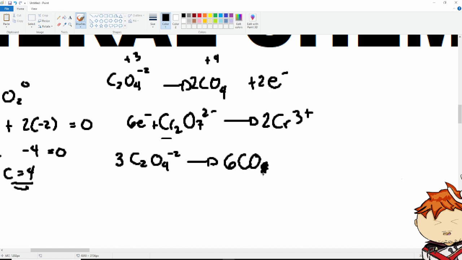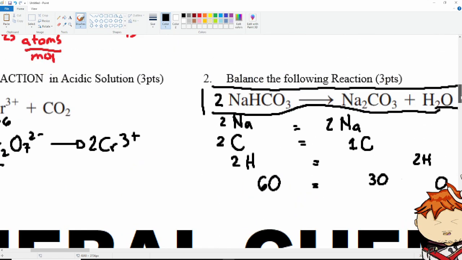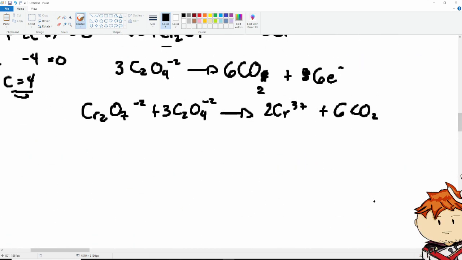Oh wait, that's it for CO2. Then plus 6 electrons, right? So when we add that, that's gonna become Cr2O7 negative 2 plus 3C2O4 negative 2 going to 2Cr3 plus 6CO2. Okay? 6CO2. That's CO2.